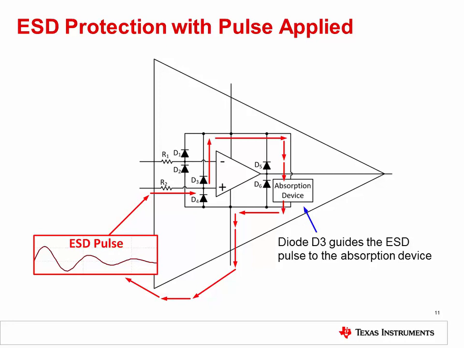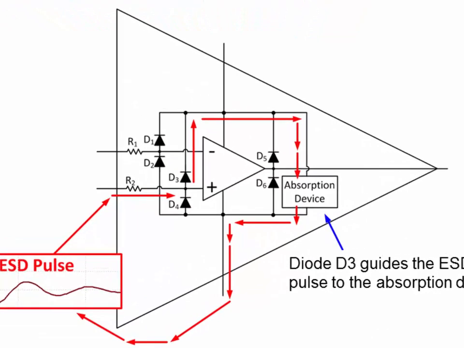In this example, an ESD pulse is applied between the non-inverting input pin and the negative power supply. In the real world, this could happen by improper handling of the device, for example, assembling a PCB on a non-static safe work surface. Notice for this example that diode D3 becomes forward biased and steers the ESD pulse to the absorption device. The absorption device is designed to limit the voltage and absorb the energy of the ESD pulse.